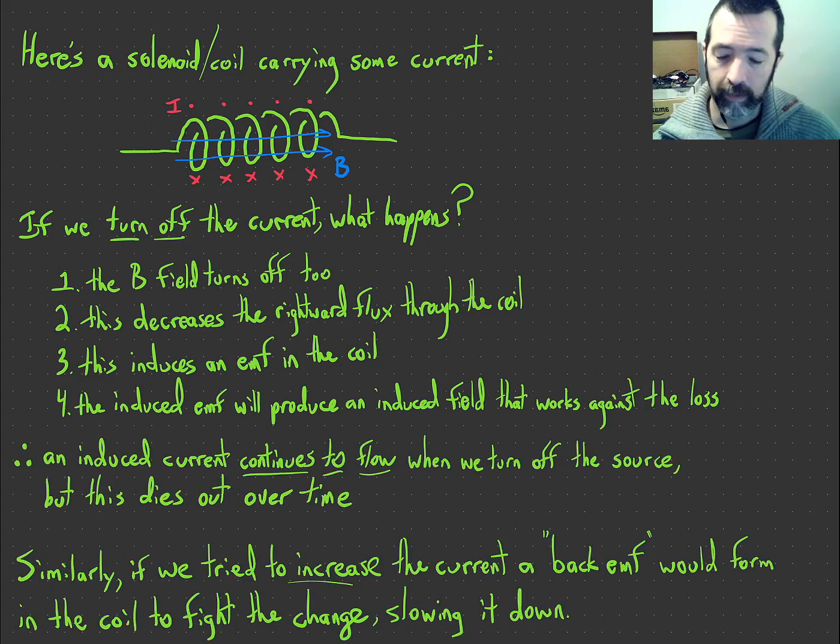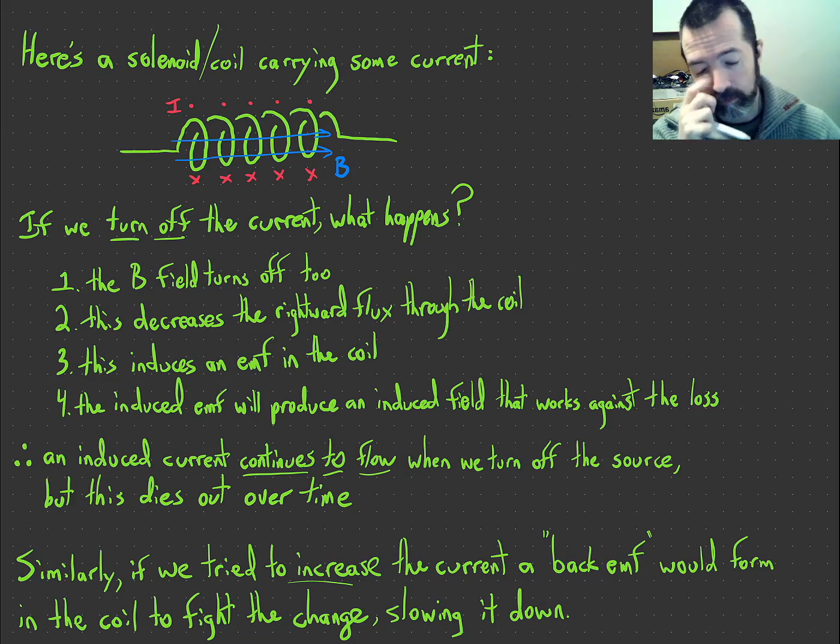So when I turn off the current, this chain of reasoning about all the induction is going to make it so that an induced current continues to flow through the loop, even though I have turned off the source. Now, it's not going to last forever. It's going to die out over time. But it's going to sort of slow down the process or smooth it out a little bit.